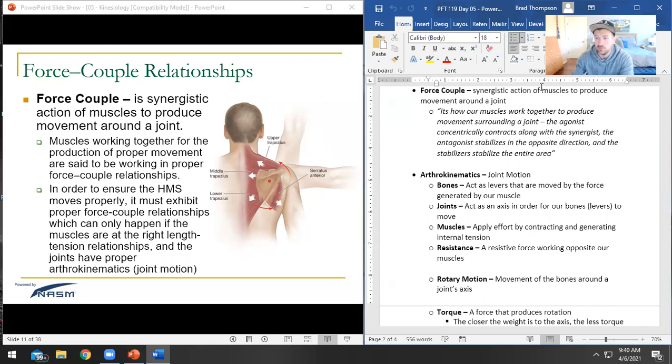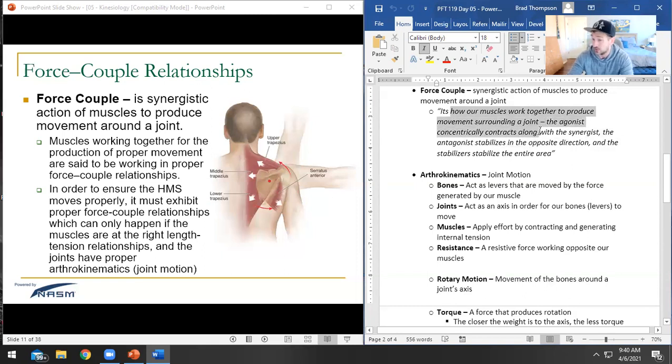A force couple is defined as the synergistic action of muscles to produce movements around a particular joint. Every joint in your body is surrounded by muscles, and they all pull at different sections. They all do different things. That group of muscles would be called a force couple. It's the couple of muscles that are working. I like this definition here: it's how our muscles work together to produce movement around a joint.